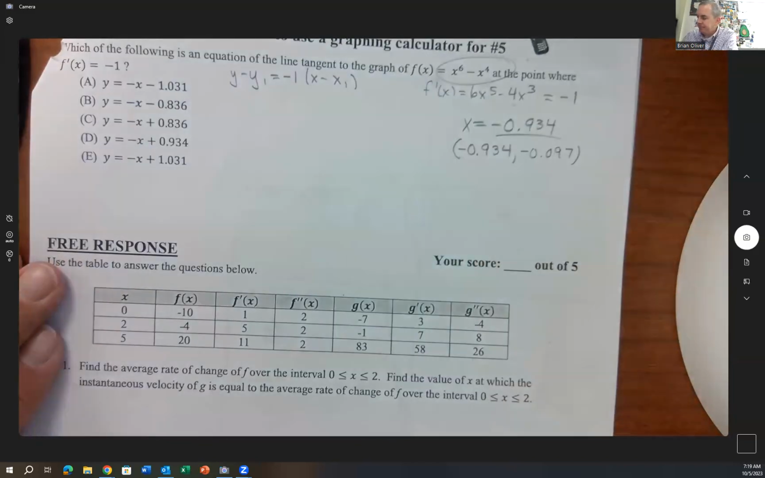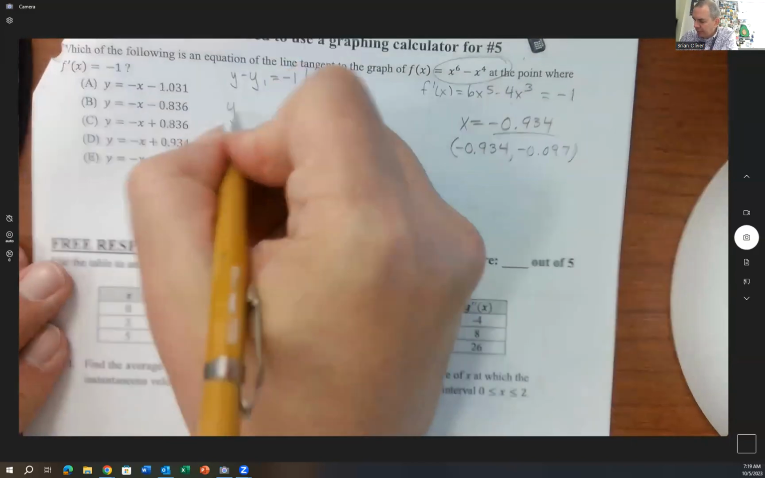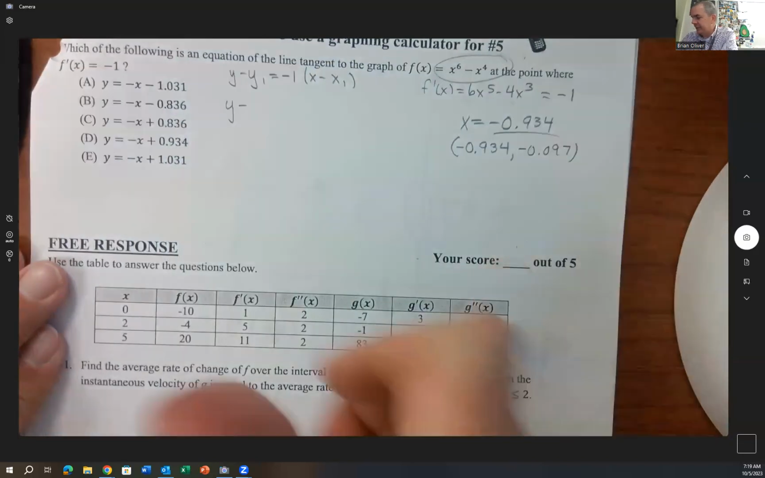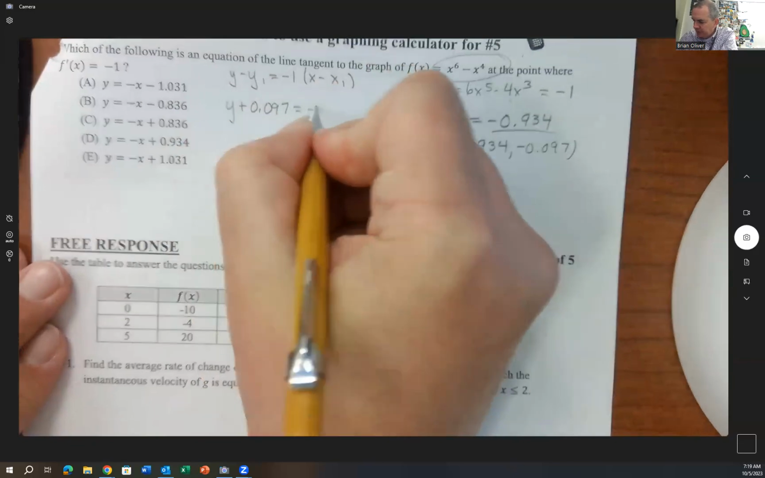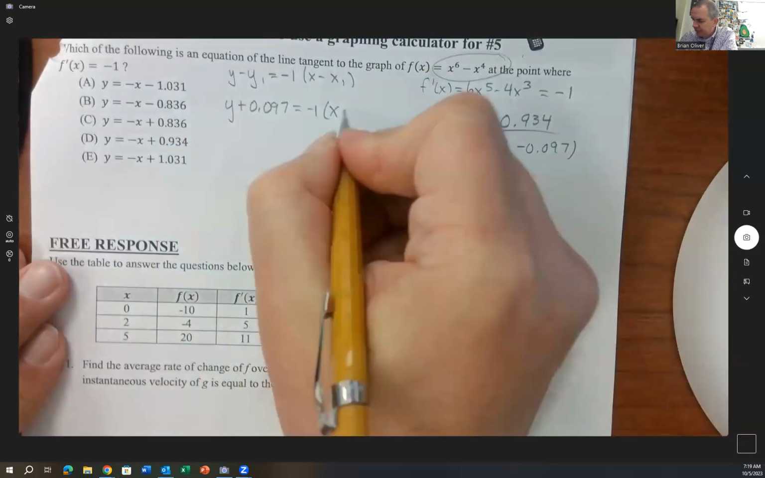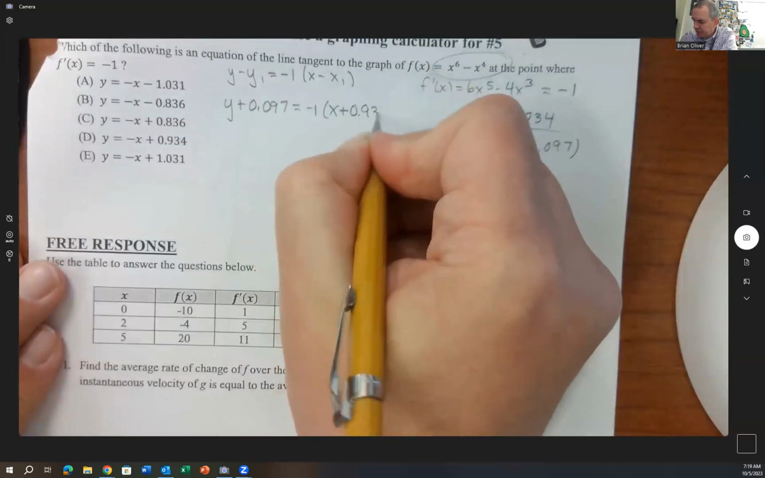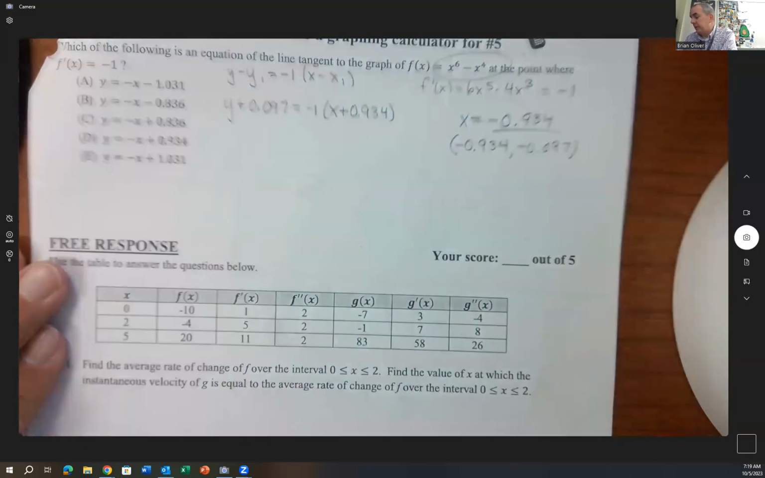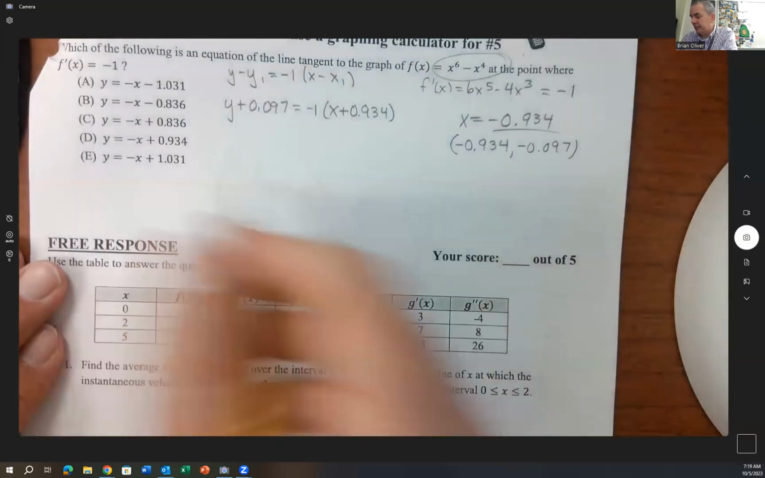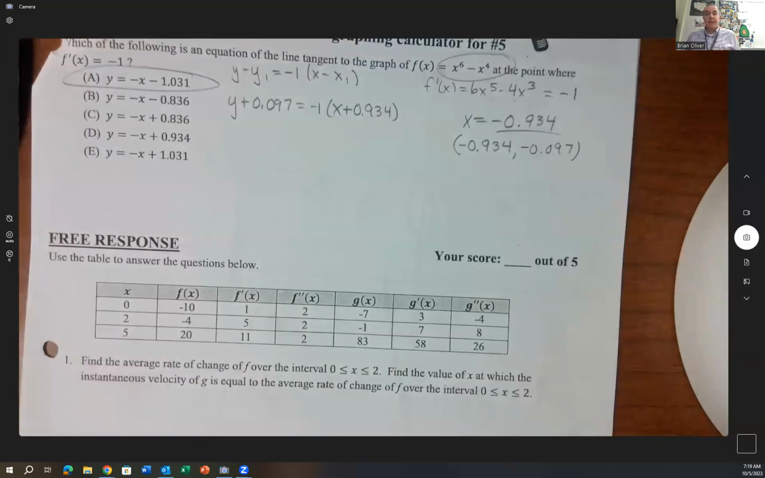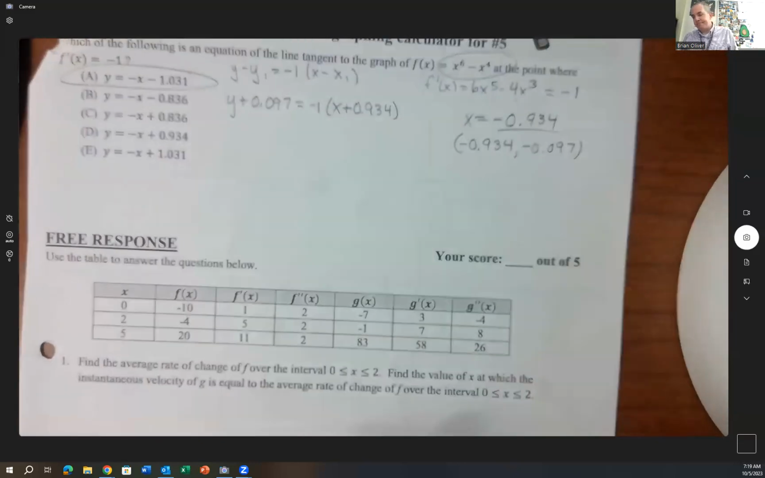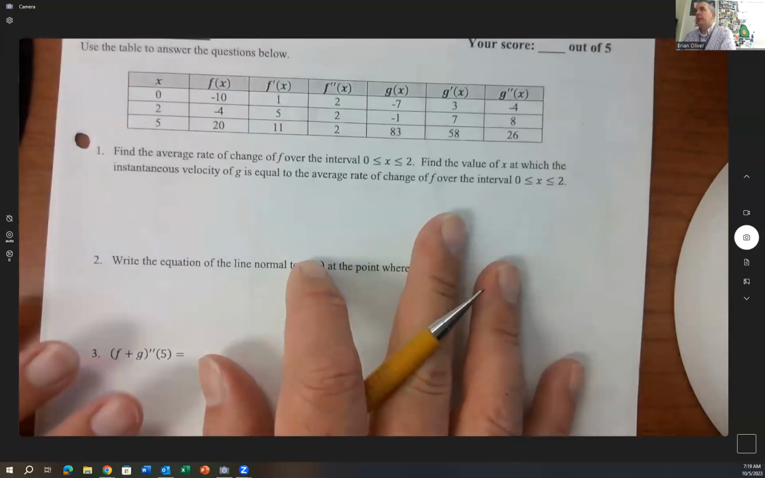So now I can plug in: y minus y1, which is negative 0.097, so it becomes y plus 0.097 equals negative 1 times (x plus 0.934). Then I go through the process of distributing and bringing the numbers over. The answer ends up being A when I do that work. So those are the multiple choice. On to the free response.